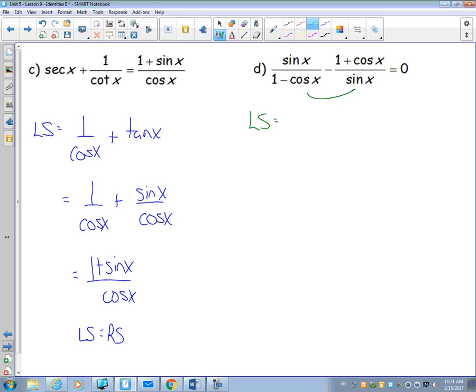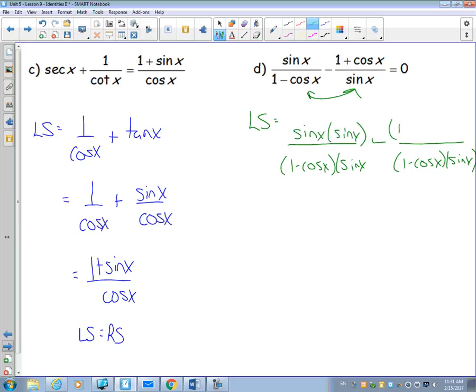If there are two different denominators, we said we can multiply them together. So I'm going to end up with (1 minus cos x) times sine x, minus (1 minus cos x) times sine x. And whatever I do to the bottom, I do to the top. So the first one needs to be multiplied by sine x. The second one, the whole thing, by 1 minus cos x.